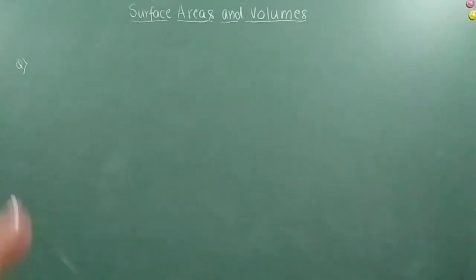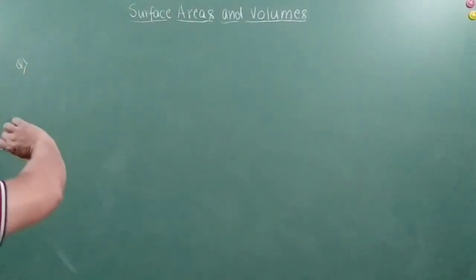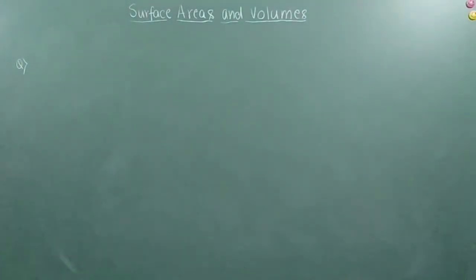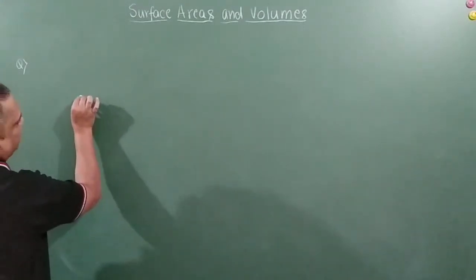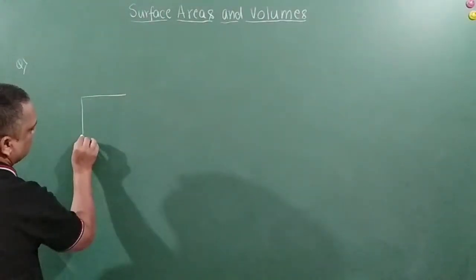A hemisphere depression is cut out from one face of a cubical wooden block such that the diameter of the hemisphere is equal to the edge of the cube. Okay. Determine the surface area of the remaining solid. So hemispherical depression is cut out from one face of a cubical wooden block. So let's first make a cubical wooden block.